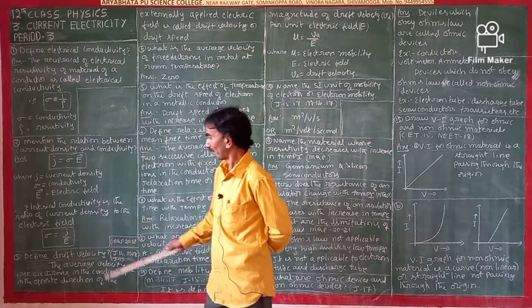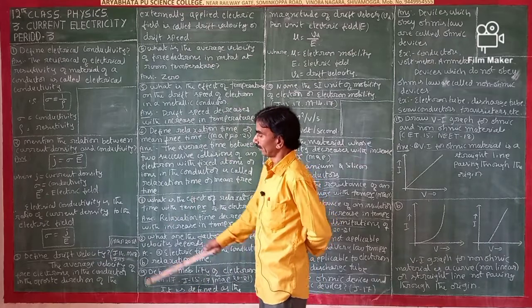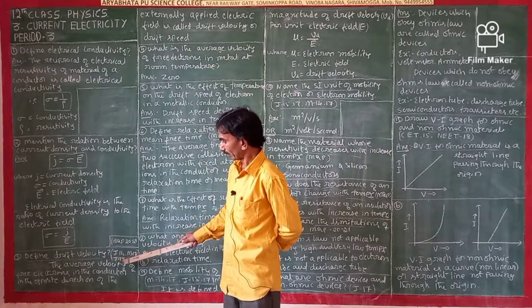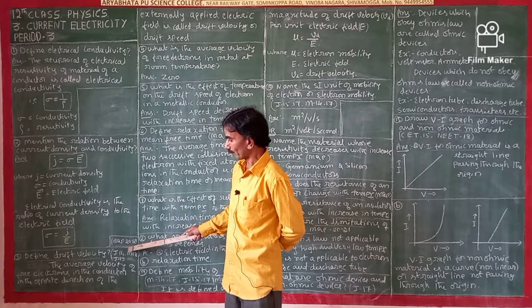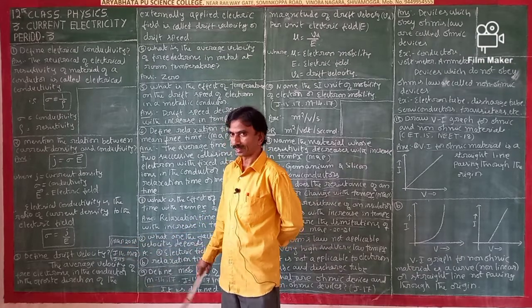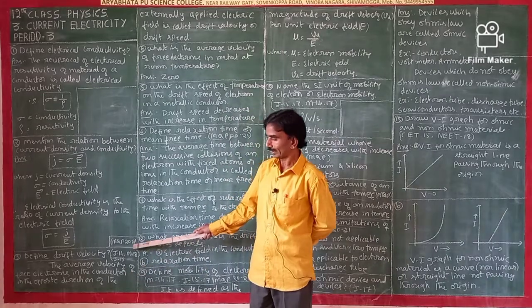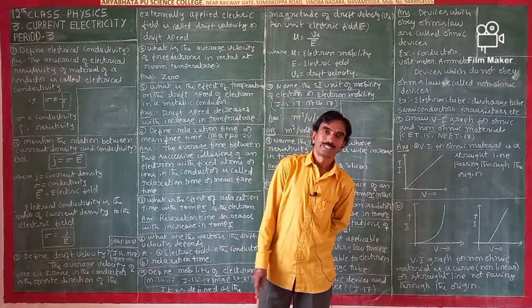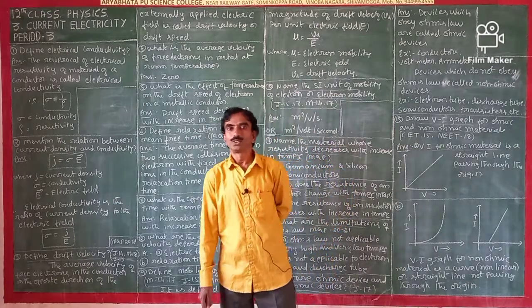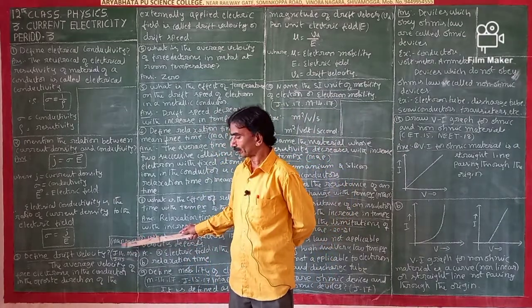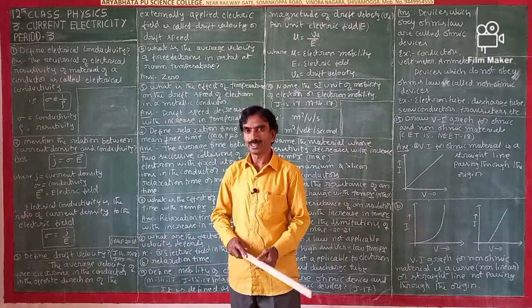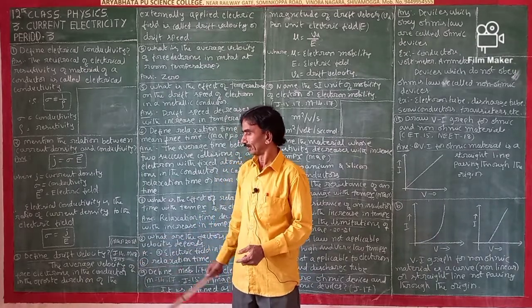Next one is drift velocity. Drift velocity is a very important question. It has been asked several times: July 2014, March 2018, and the model question paper 2021. In 2021 the examination was not conducted due to corona, so the same question paper comes to the next 2021-22 year. So it is a very important question.